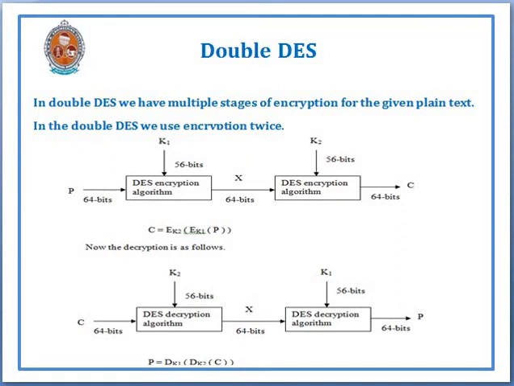So the expression is C equals EK2 of EK1 of P. Now the decryption process is the reverse of it, which takes ciphertext as input, and this ciphertext is forwarded to DES decryption with K2 first, and the output is again DES decrypted with the key K1 to get the plaintext message back. The expression on the decryption side is P equals DK1 of DK2 of C.